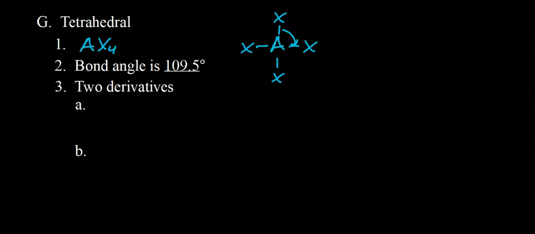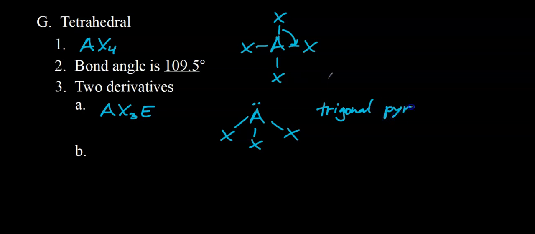All right, there are two derivatives this time for the tetrahedral electron geometry. One of them is this, AX3E. Looks like this. You have 4 electron groups. This time we have 3 bonds and 1 lone pair. And the name of this is trigonal pyramidal. So be careful with trigonal planar versus trigonal pyramidal. AX3E, trigonal pyramidal.